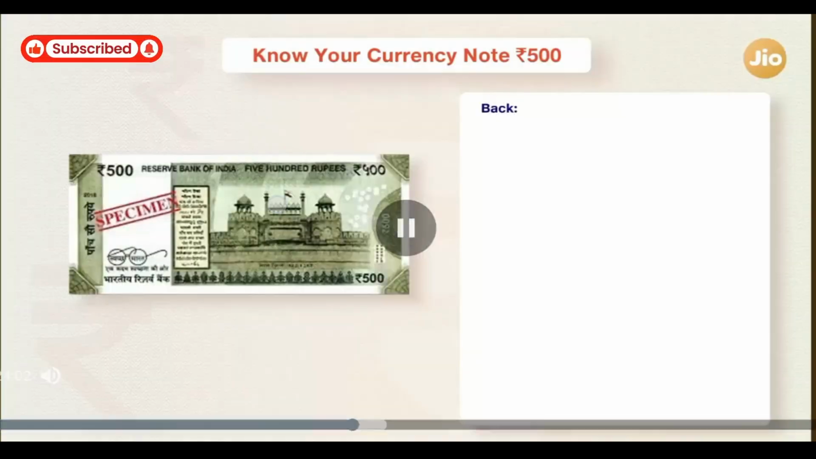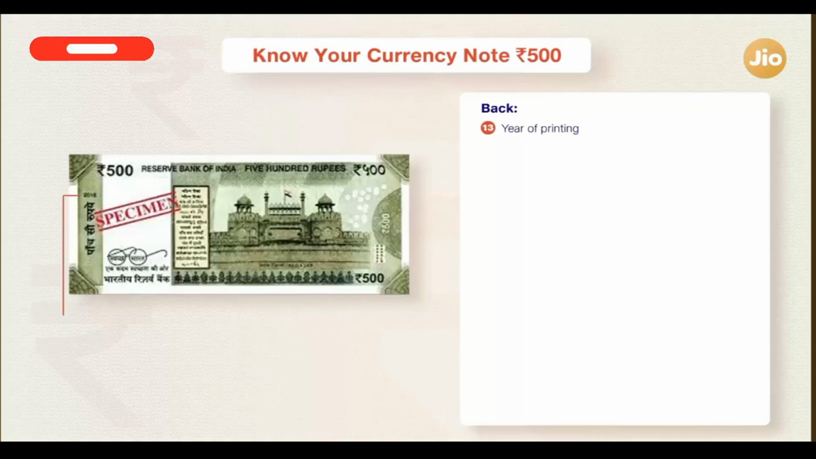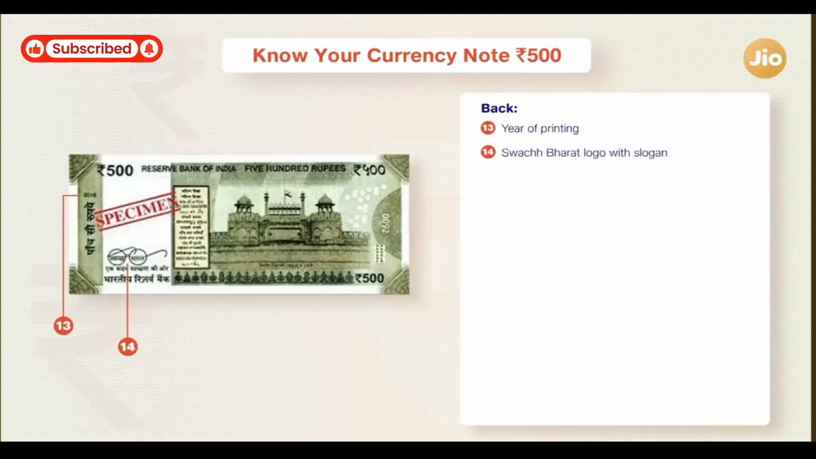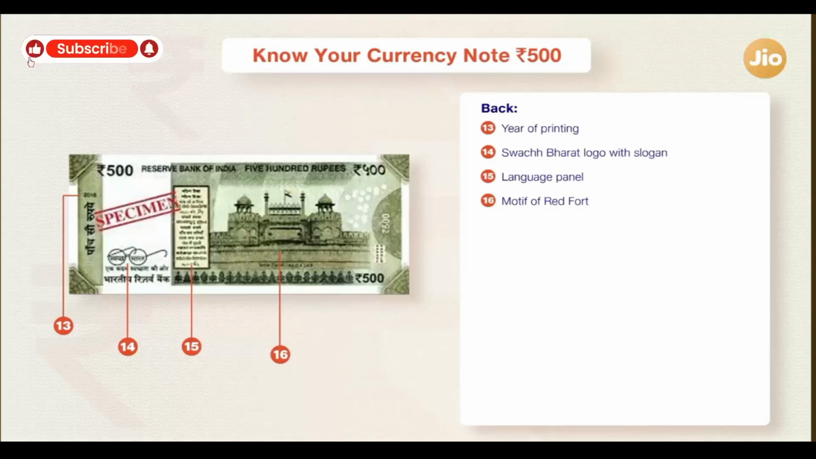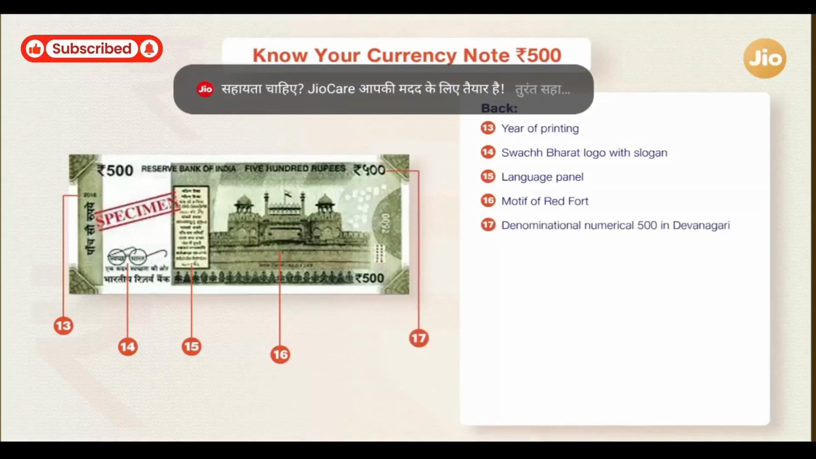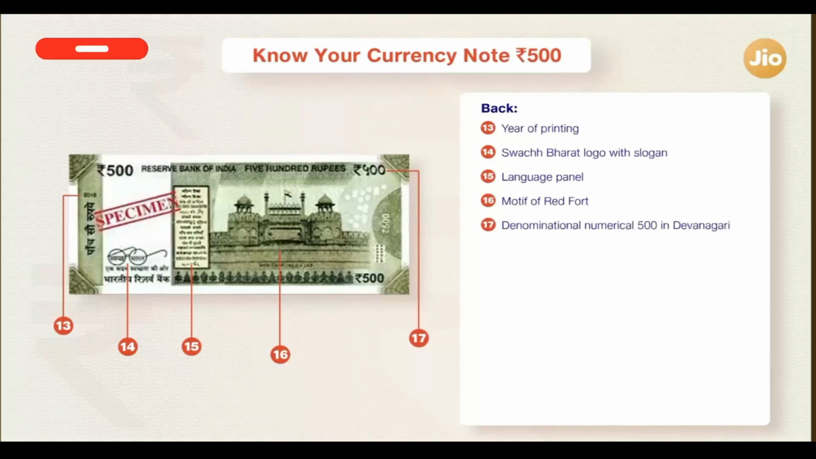At the back, you will find the following. 13th, the year of printing. 14th, Swachh Bharat logo with slogan. 15th, language panel. 16th, motif of Red Fort. 17th, and the denominational numerical 500 in Devanagari.